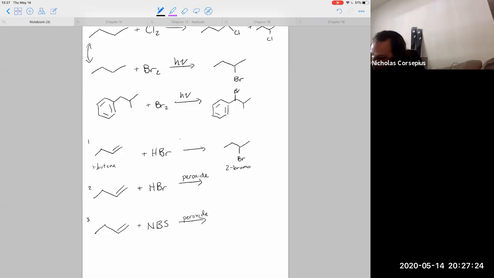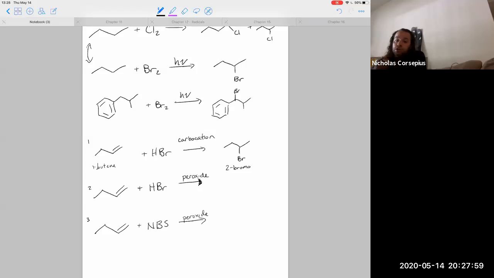This is through the carbocation intermediate, like what we reviewed last class. The first step is the addition of a proton. That puts a carbocation on the more highly substituted carbon, and then the bromide ion grabs the carbocation. So this is HBr all by itself. What about when we have it in the presence of peroxide?